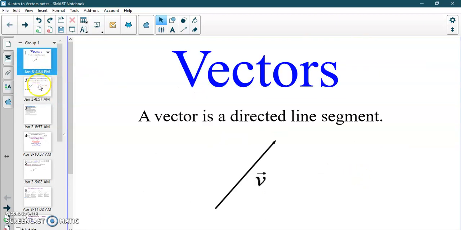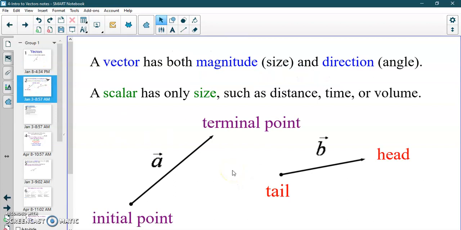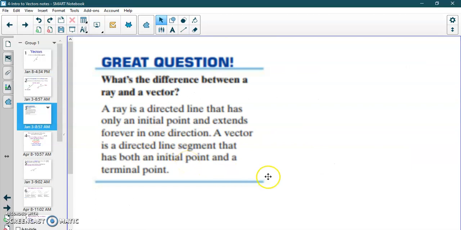Well, now we showed before that these both look like rays, but we said that they are a directed line segment, and a line segment ends, which is why we call these both points, even though there's an arrow there. So it's kind of a mix between a ray and a line segment. And so what's the difference? A ray is a directed line, so they both have direction, but a ray only has an initial point and extends forever. A vector also has an initial point, but it has a terminal point, so it ends. It's really a line segment with direction that looks like a ray.